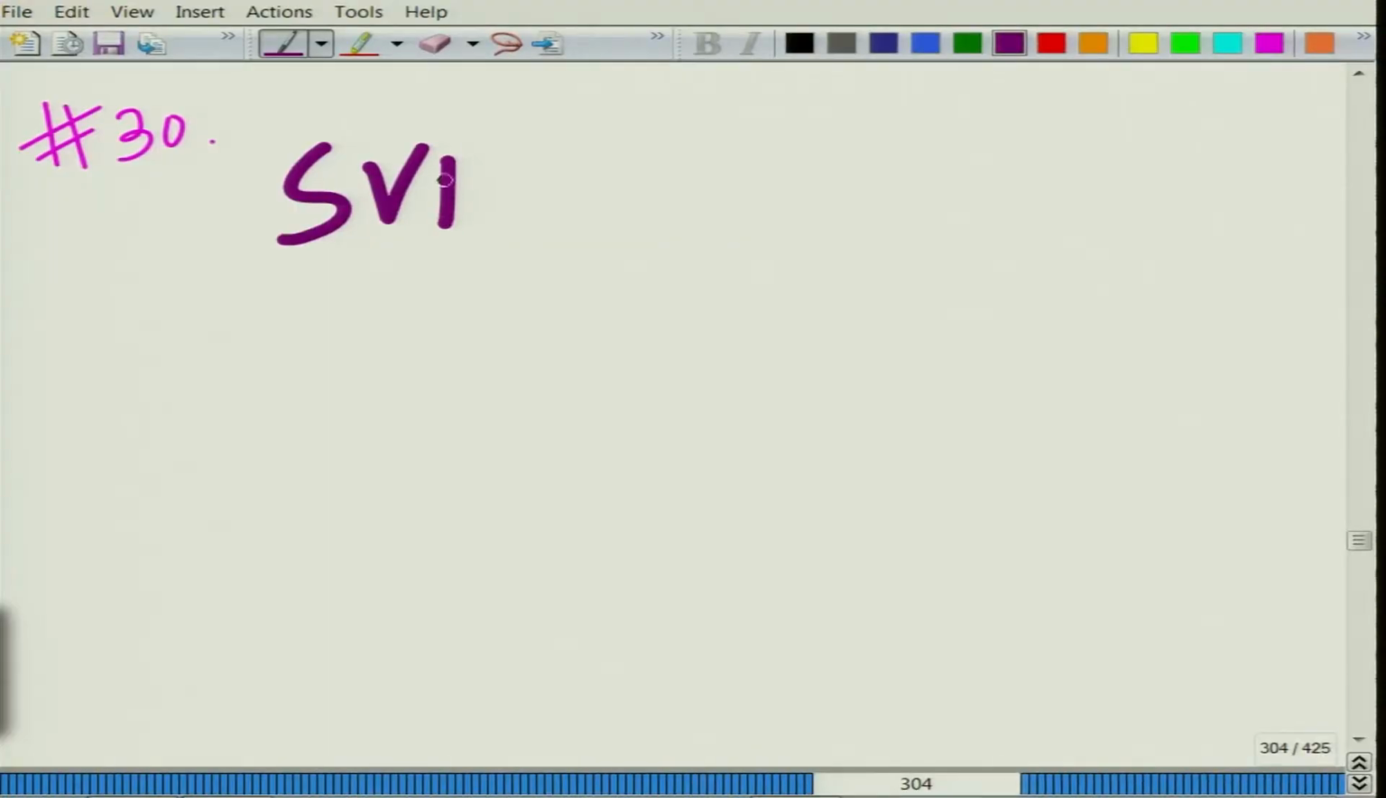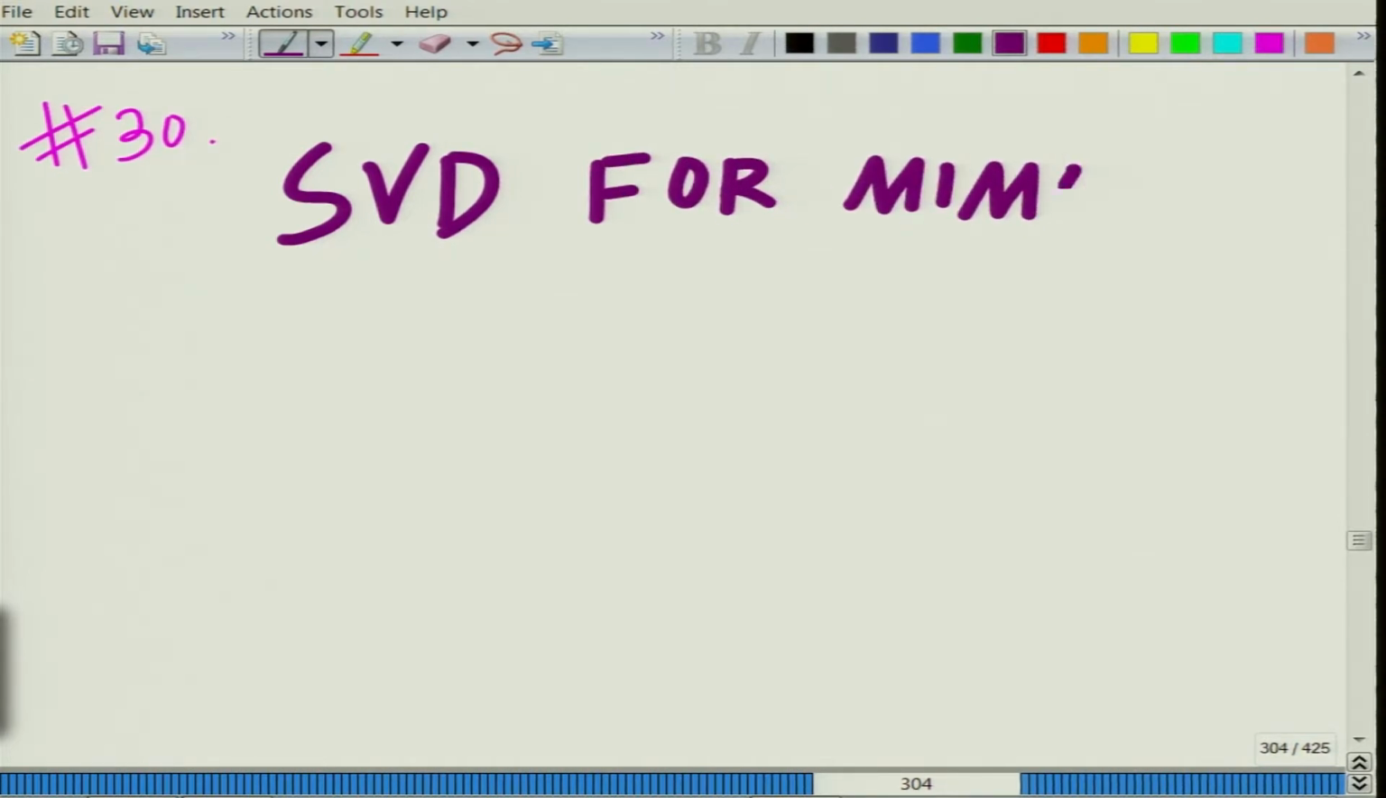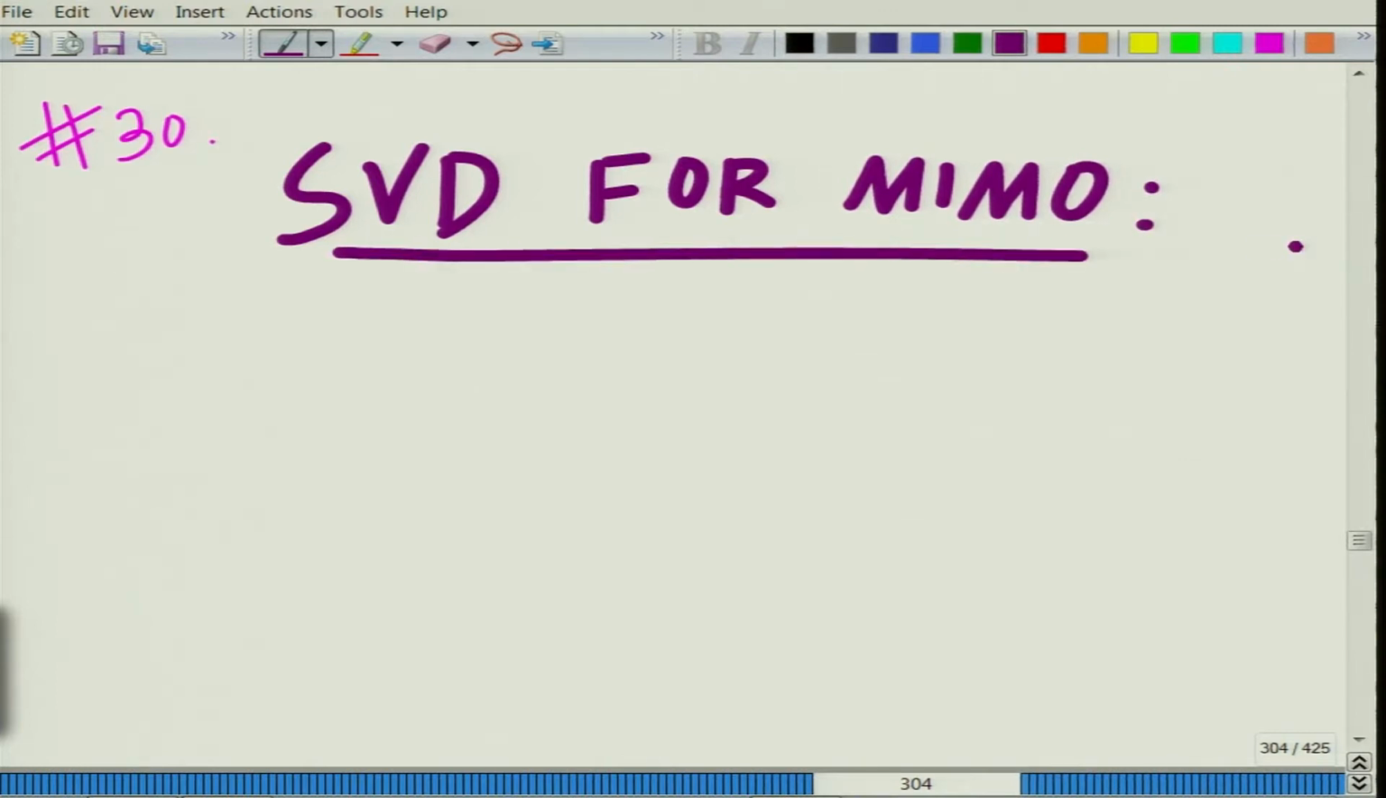Let us look at some of the interesting applications of this SVD concept, and one of the most interesting applications is in the context of, once again, MIMO wireless communications. So, let us look at SVD specifically for MIMO systems and how SVD helps in the optimization.